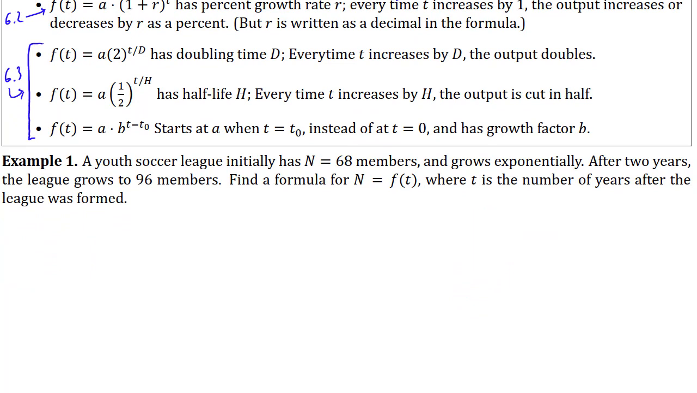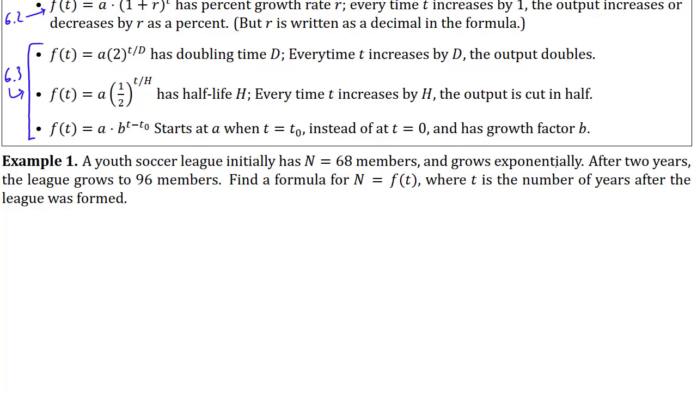So let's start with this first example. The goal is to find a formula for n equals f of t, where t is the number of years after the league was formed. So the input is the number of years after it was formed, and it says the youth soccer league initially, that means when it was formed, has 68 members and grows exponentially.